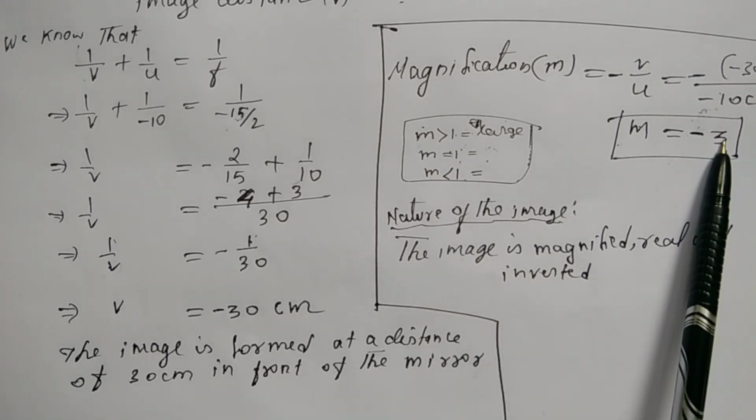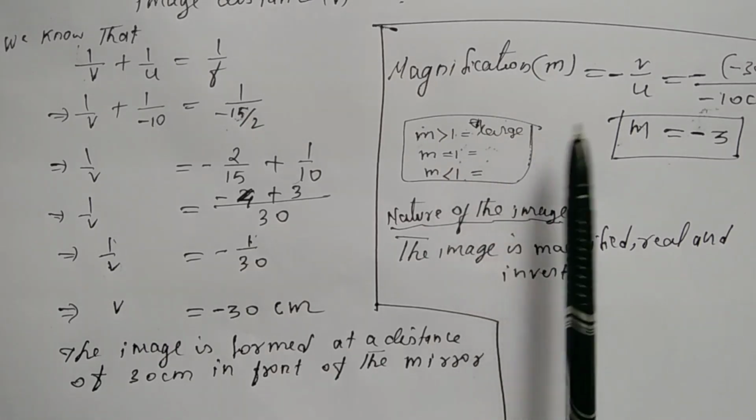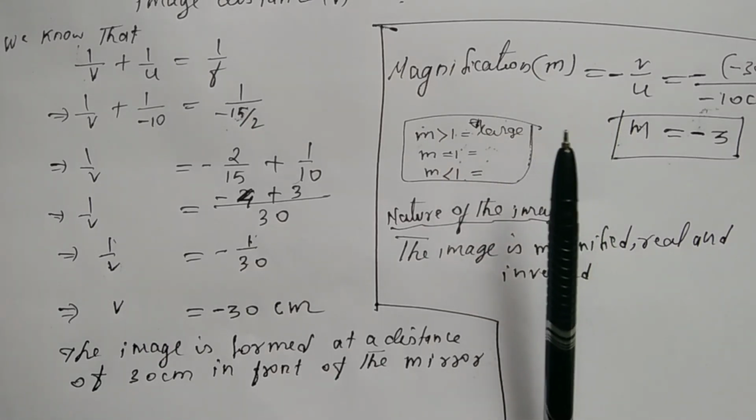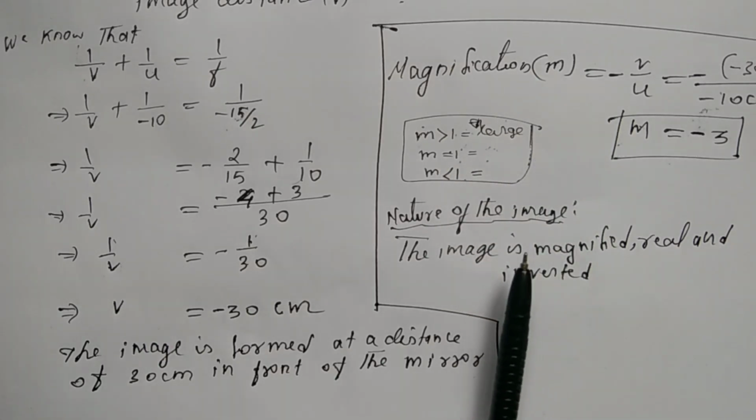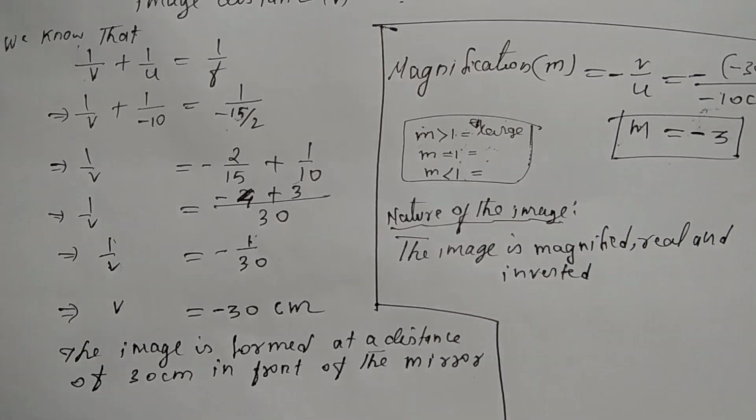If m is less than 1, that means... this is greater than 1. Don't look at the negative sign. Less than 1 means it is 0 point something, right? Then we can say that the image is diminished. And if m is equal to 1, we can say that the size of the image is equal to the size of the object. So this is the final solution.